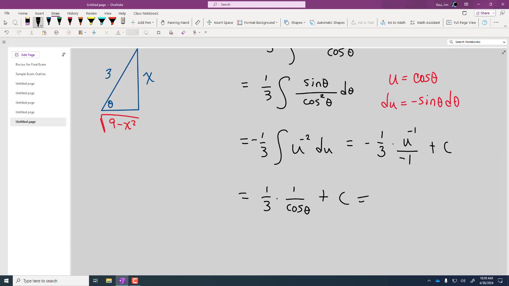So 1 over cosine. Cosine is adjacent over hypotenuse. 1 over cosine is hypotenuse over adjacent. So we're going to end up with 1/3 hypotenuse over adjacent plus c. And you can, of course, cancel the 3's.